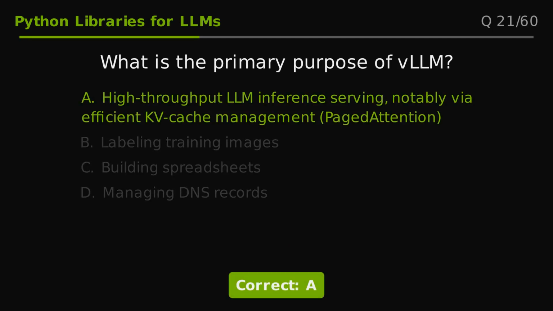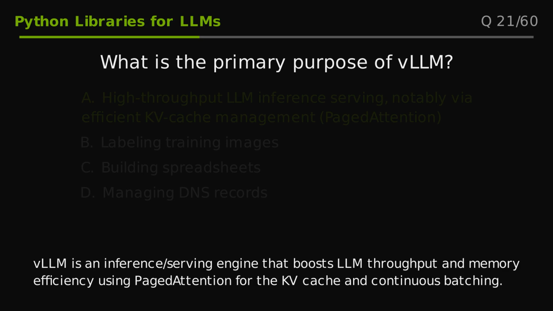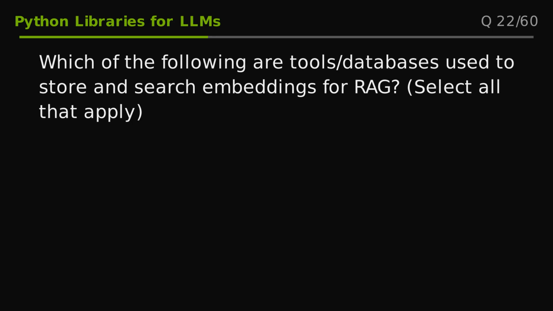The correct answer is B. vLLM is an inference serving engine that boosts throughput and memory efficiency using paged attention for the KV cache and continuous batching. Question 22. Which of the following are tools or databases used to store and search embeddings for RAG?